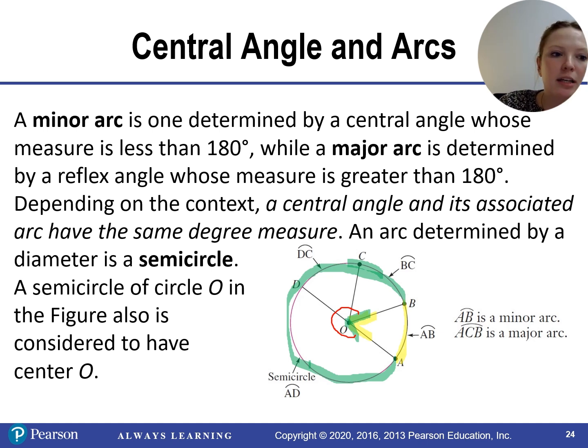An arc that is determined by a diameter is a semicircle. So an arc that's defined by the diameter is our semicircle. So arc AD here defines a semicircle because it's defined by the diameter.